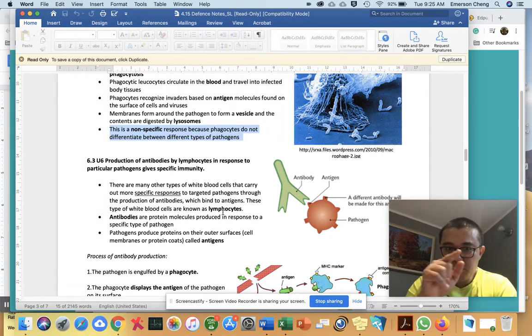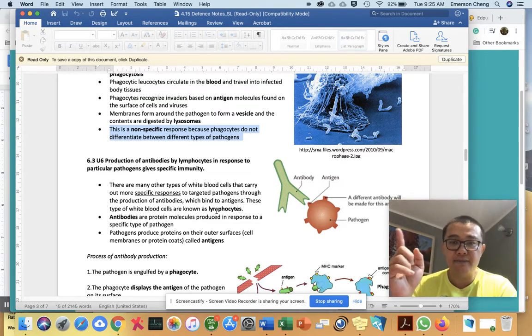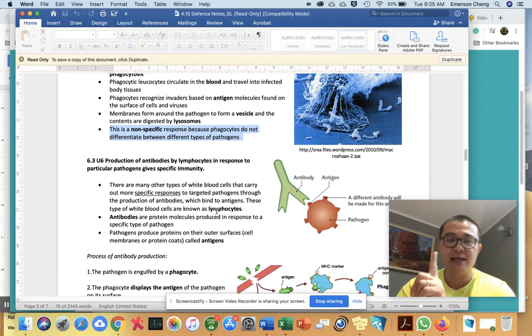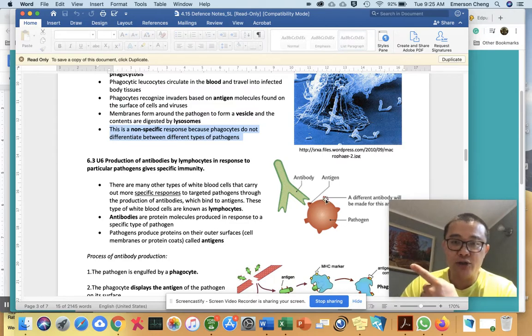The specific immune system will make a specific type of white blood cell called lymphocytes. Now, these lymphocytes are only going to attack one specific type of pathogen or antigens. Okay, they are only attacking one type of pathogen based on the antigens that are on the surface of this pathogen. Okay, so it's very specific.